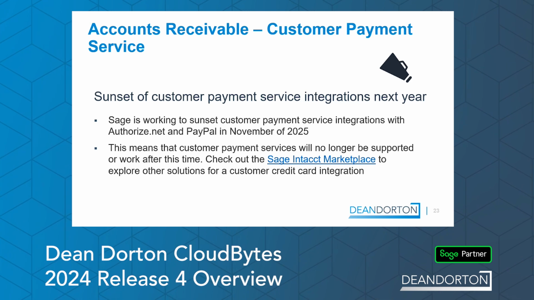So one thing to tell you about here that is a bit of a subtraction. Sage is working to sunset customer payment service integrations with Authorize.net and PayPal in November of 2025. So this is kind of with a megaphone here. We're starting to announce this now. They are sunsetting these two customer payment methods.